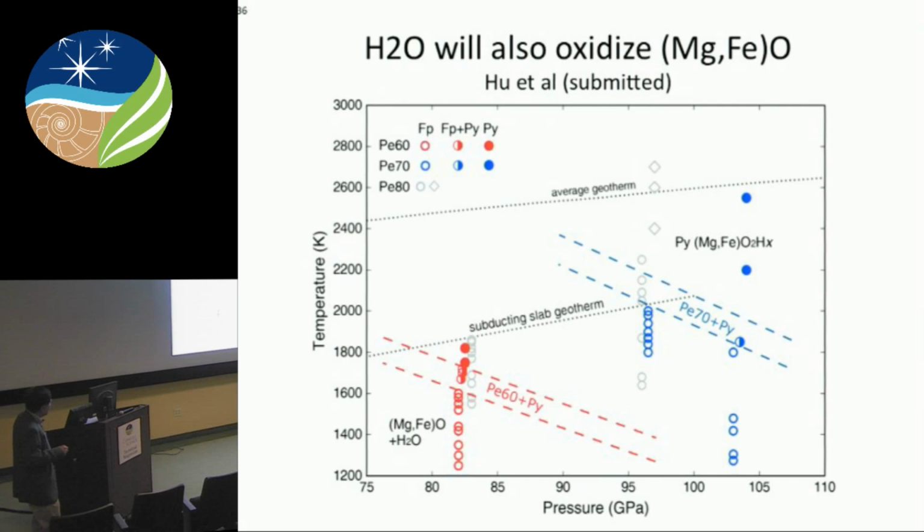We have 60%, then the transition. So with more iron, the transition will happen at lower pressure, because the pure iron FeO2 can become the pyrite structure. But with 70%, you'll convert at 100 GPa. At 80%, we haven't made it to this phase yet, but we also see some HH phase. The phase diagram is more complicated in this case.